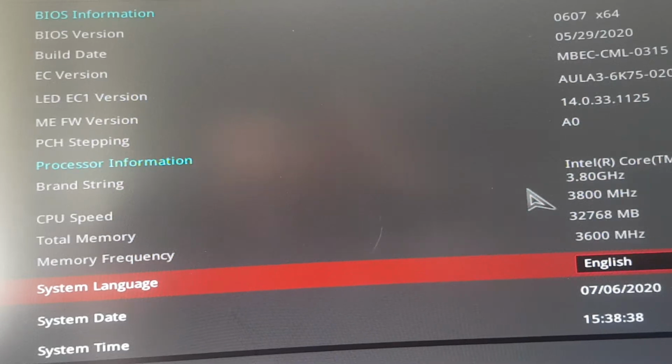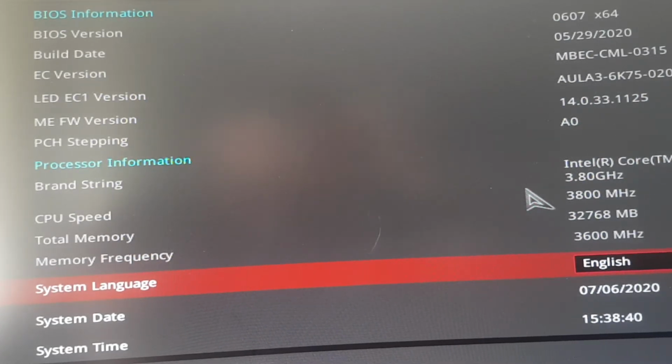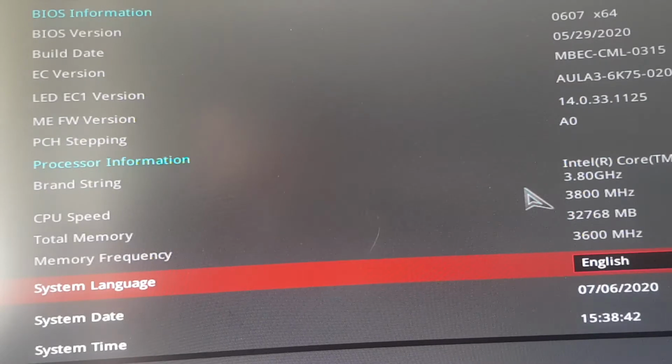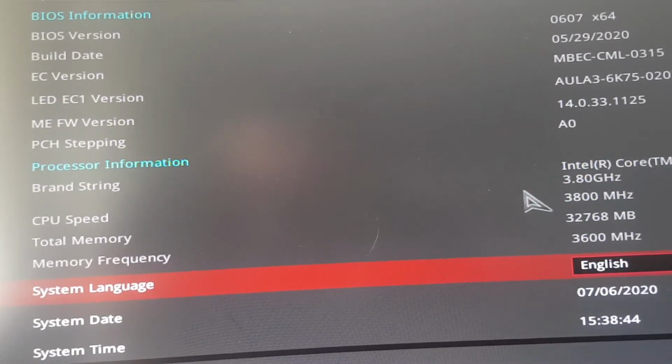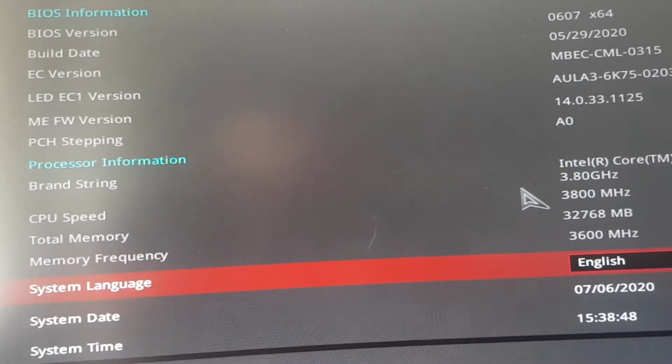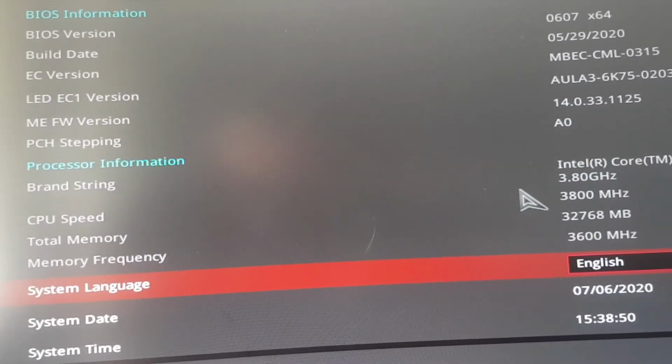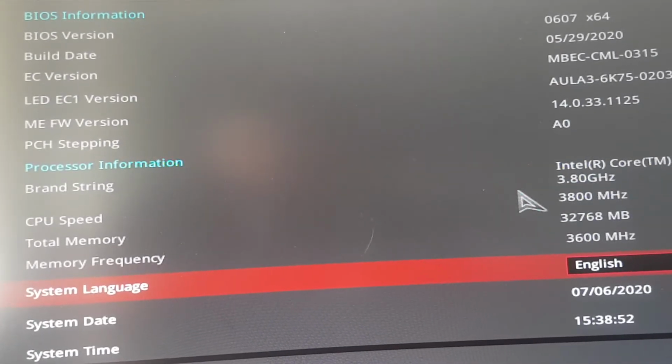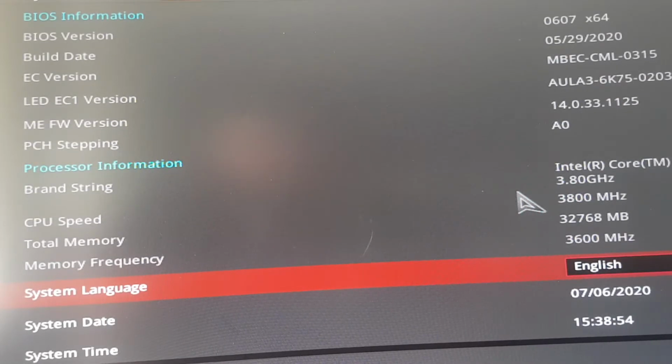Hello people, I have found problems with Z490 and i7-10700k. I will give you a short description because this is a very interesting problem.